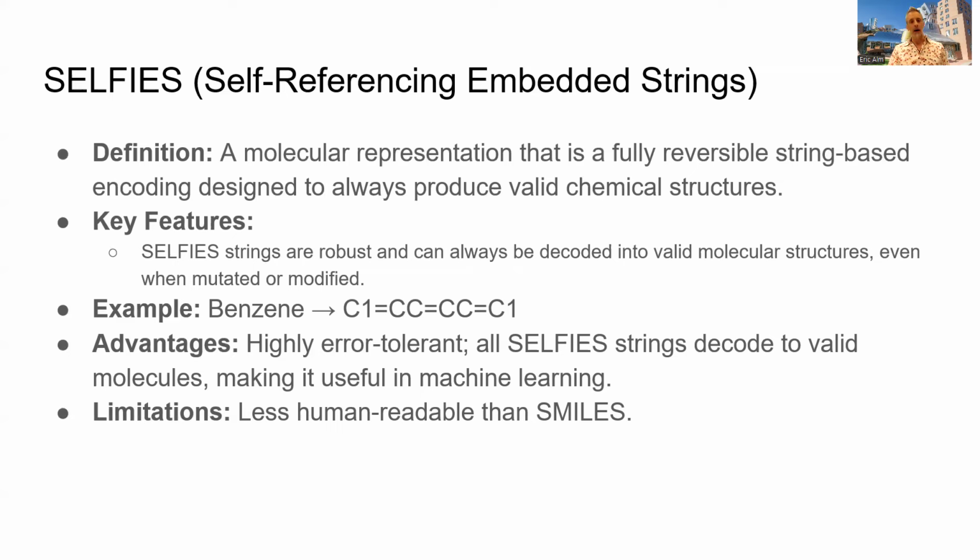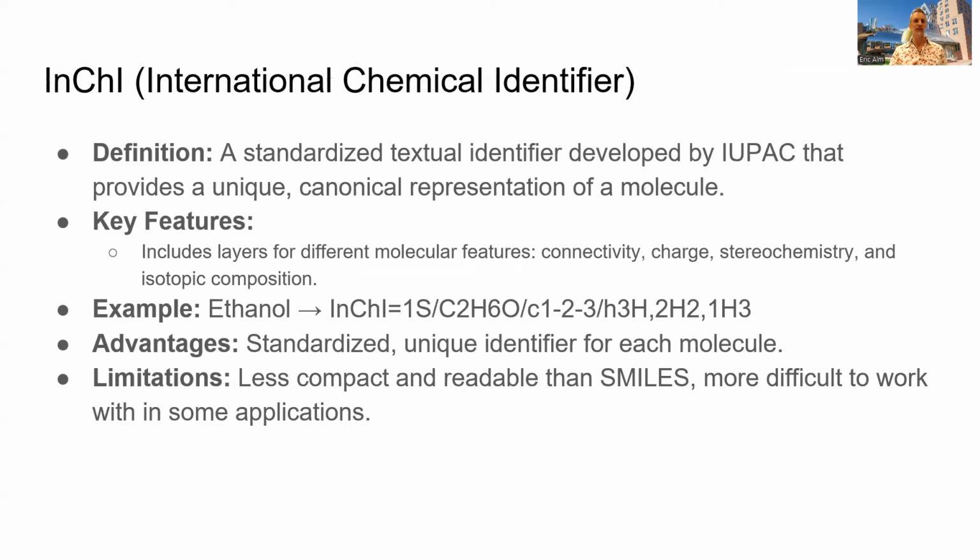Okay, InChI is the International Chemical Identifier. These are pretty illegible. For example, ethanol: in SMILES representation, ethanol is CCO. At least that's one representation of it. In InChI, I'm showing you here what the representation is for ethanol, and it's pretty complicated, right? I couldn't tell you how you're supposed to read that.